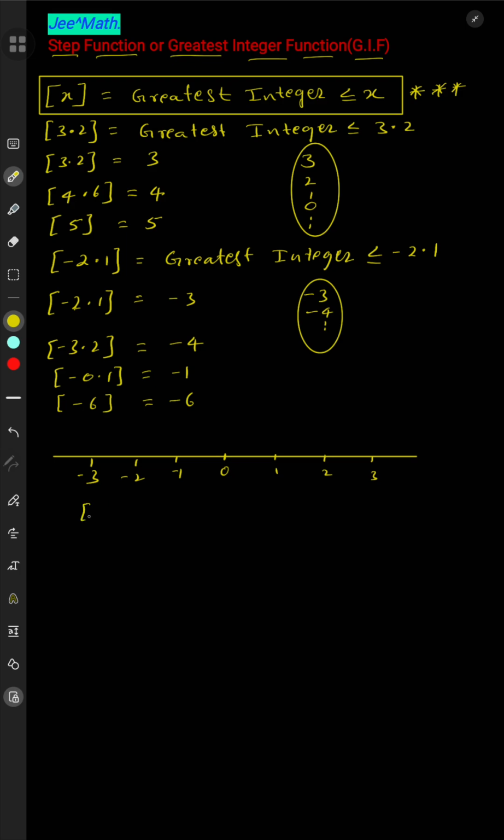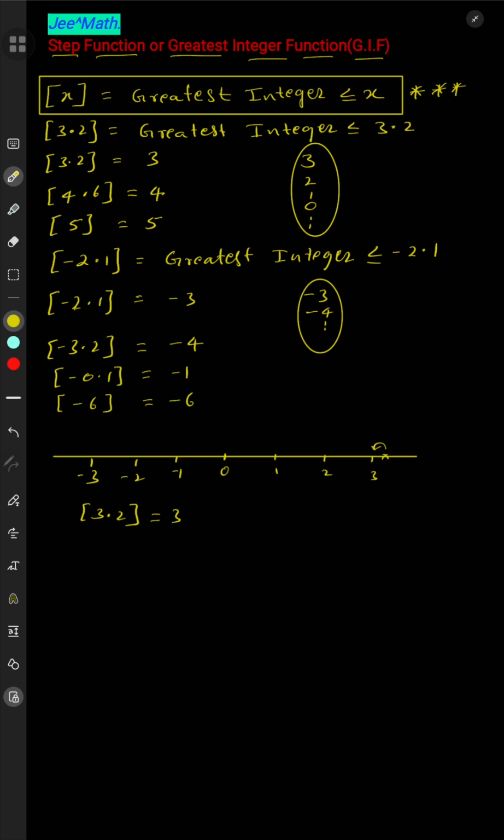So for example, you want to get the step of 3.2. Where we have 3.2, it lies just after 3. So the step of this number 3.2, you just have to see the nearest integer on the left side of it. So what is the nearest integer on the left side? 3, right?